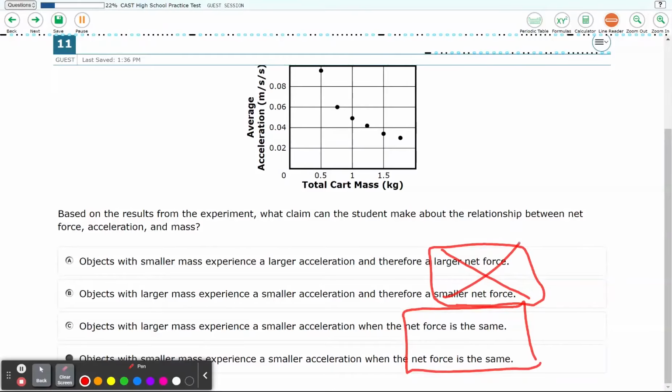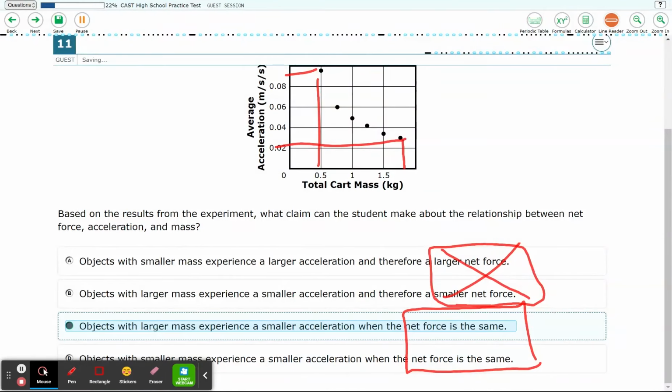Then we just have to look at our graph here and see that when we have a small mass, we get a large acceleration. And when we have a large mass, we get a small acceleration. So that would be describing the situation where objects with a larger mass experience a smaller acceleration when the net force is the same.